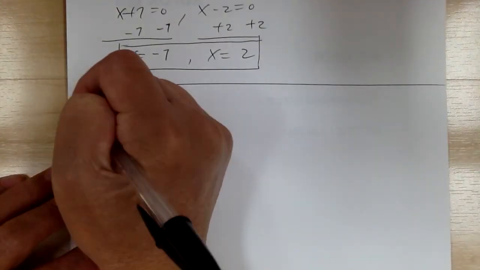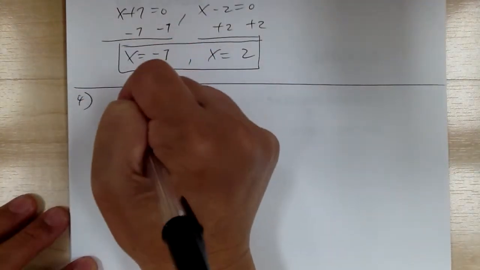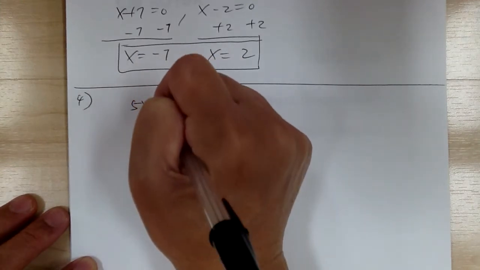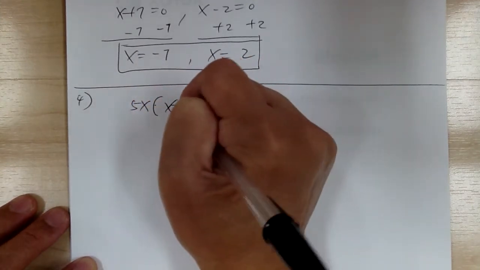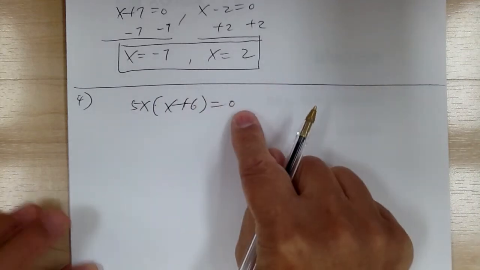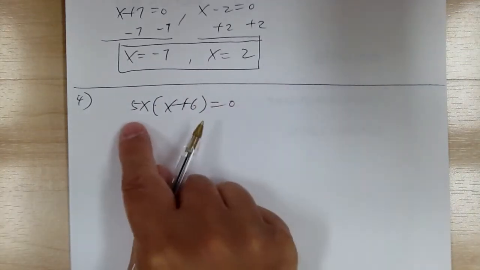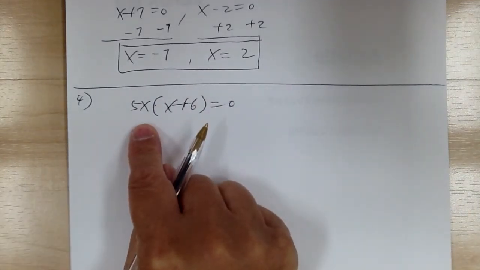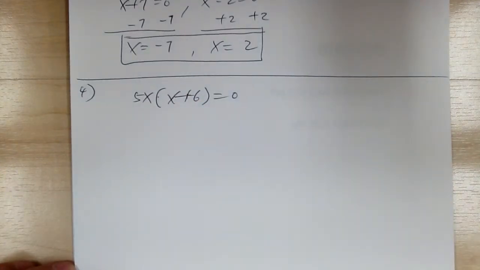Okay, number 4. You have 5x times x plus 6 equal to 0. So first, check, make sure it's equal to 0. Next, check to see if it's factored. So this is already factored, so you can set each part equal to 0.